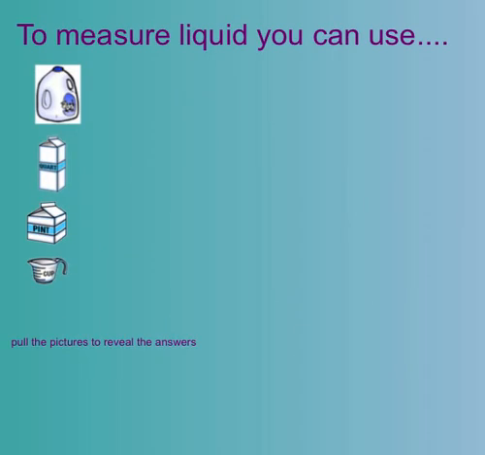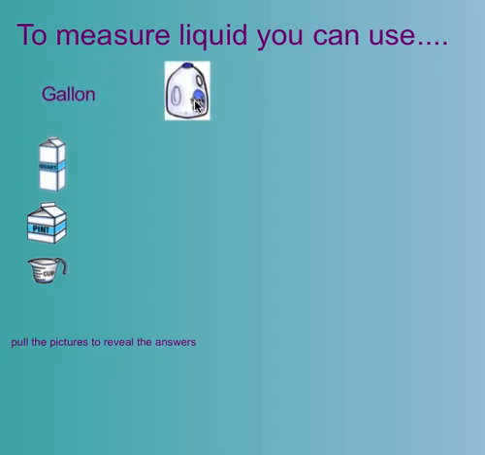Okay, so when we talk about liquid, there's a couple different ways that we can measure it. Actually, more than just a couple different ways. Maybe you recognize these from things that you have around your house, or you've seen them at the grocery store, or at school. This is a gallon of milk, and so sometimes we can measure in gallons. Sometimes we can measure in quarts, depending on what it is we're measuring.